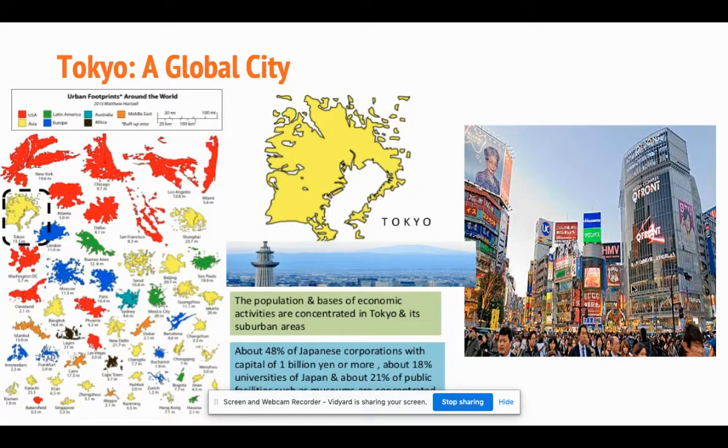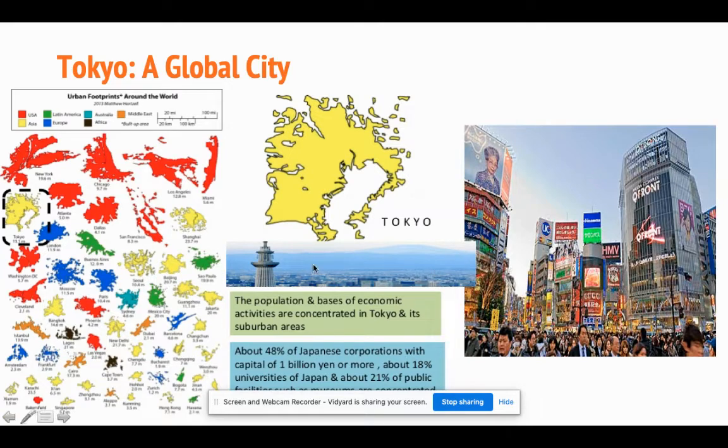Tokyo is next. Tokyo, remember we talked about in the previous topics, is the largest city and surrounding area in the world. Tokyo, of course, is in Japan, and the imprint of Tokyo on the rest of the world is largely felt.